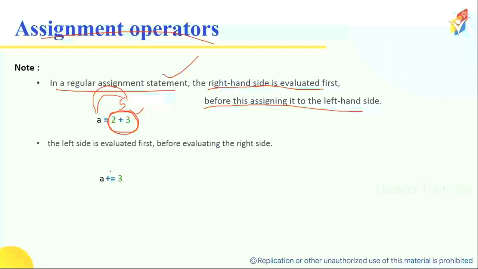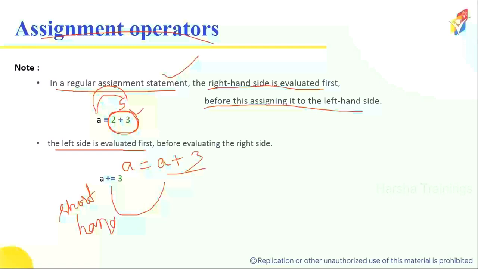For example, if I do A equal to A plus 3, this is written as A plus equal to 3. This is called a shorthand operation. Clear for you? Now, the left side value is evaluated first, before the right side. What is the value of A? For example, let us think I have a value 10 here. Then this value will be given here, 10 plus 3. That result will be stored here again. Is it okay?